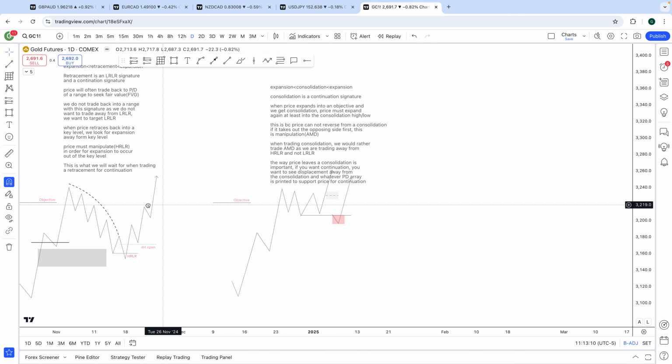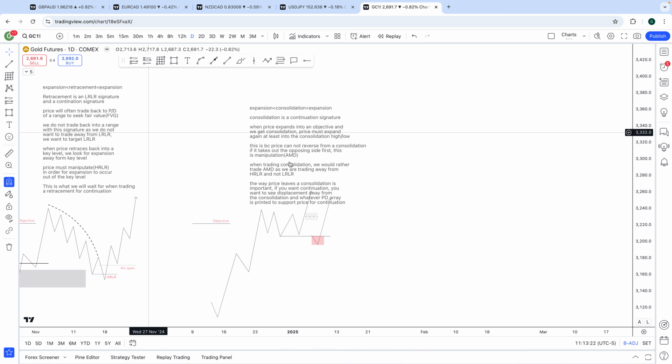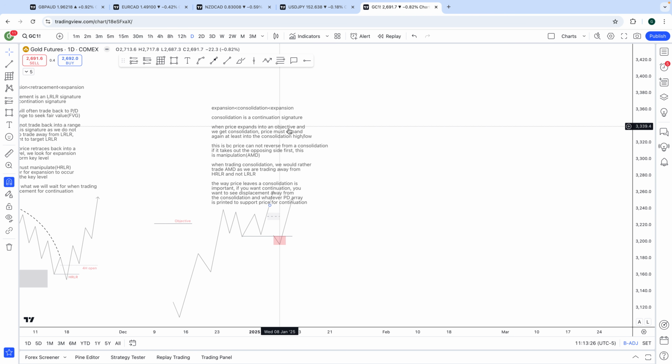All right, so consolidation. If we expand into an objective and we get a consolidation signature, we must expand again. Consolidation is also a continuation signature. These are both continuation signatures. When price expands into an objective and we get consolidation, price must expand again, at least into the consolidation high. It must at least attack this high. This is because price cannot reverse from consolidation if it takes out the opposing side first.